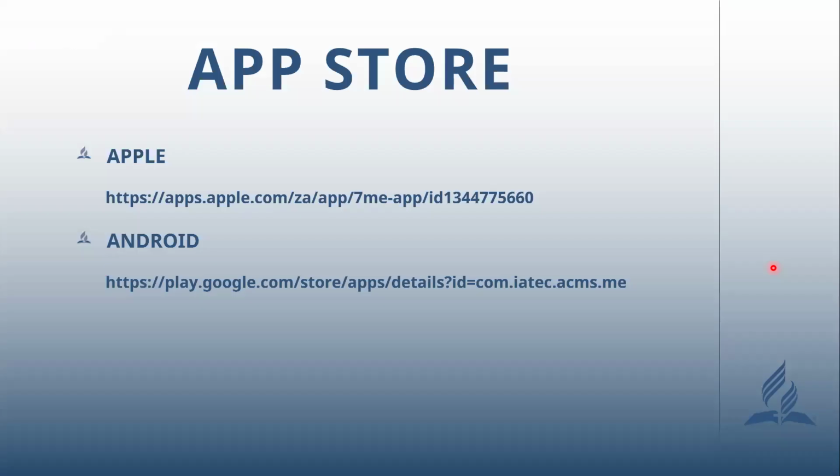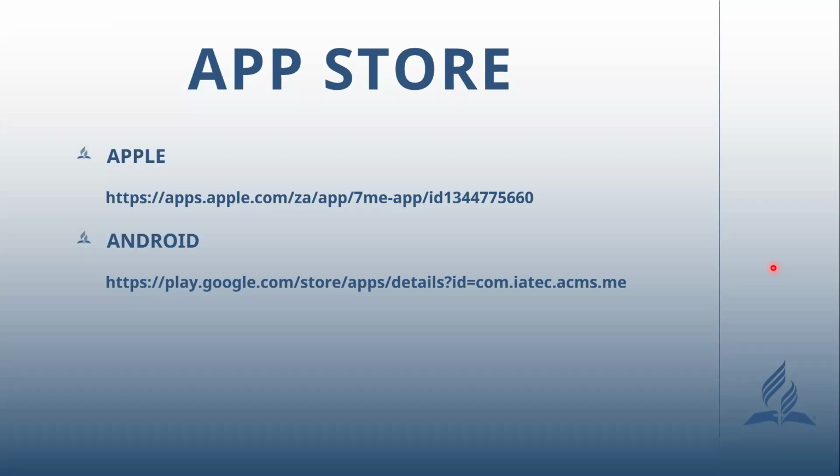So the 7Me app, you can download it from the Apple Store or from Android. You can just go to the stores of these various, either Apple or Android. You can just type in 7Me and it'll take you to the application, or you can follow the actual link and it'll take you straight to the app.